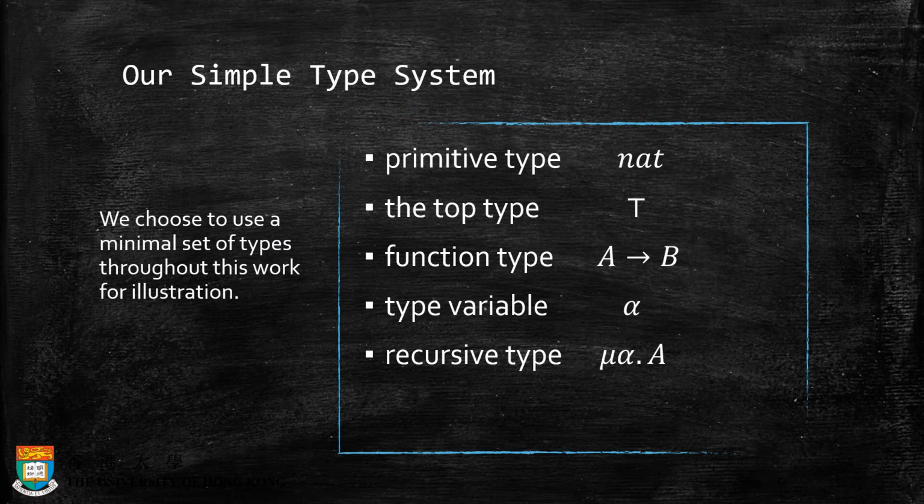We choose to use a minimal set of types throughout this work for illustration. As you can see, we have the primitive type, the top type, function type, type variable, and recursive type in our type system.